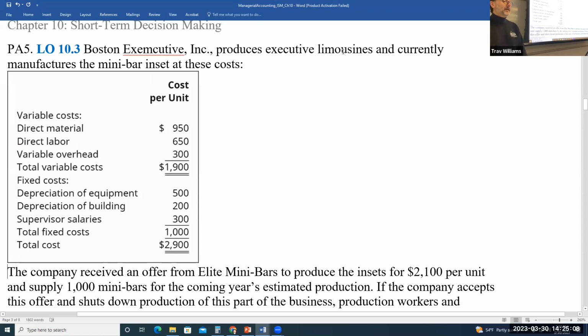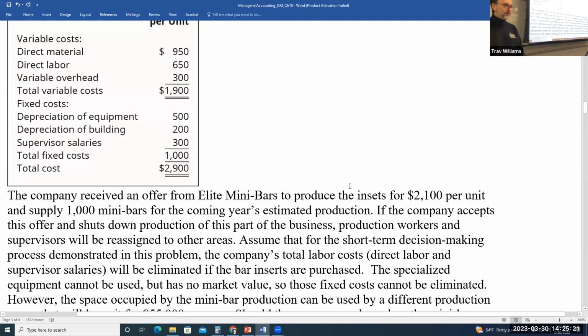Okay, so this company makes executive limousines. They manufacture mini bar insets for their limousines, and these are their current costs. They have an offer from another company to make these insets for $2,100 per unit, and that is for 1,000 of these units.